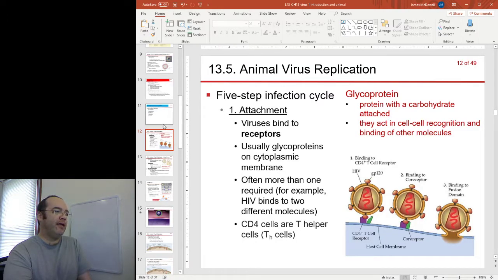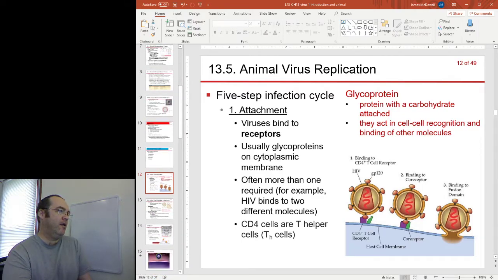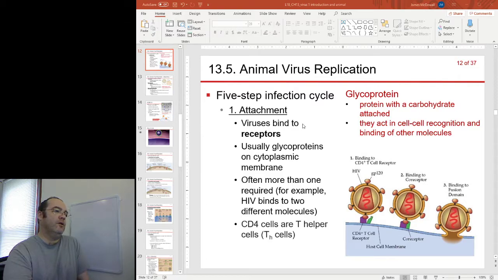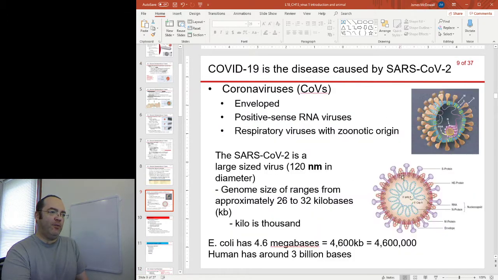So on to slide 12 here. Looking at the 5-step infection cycle. Number 1, attachment. So we looked a second ago at our virus with its spikes. For example, here, this S protein, the S stands for spike. And it is these spikes that are important.